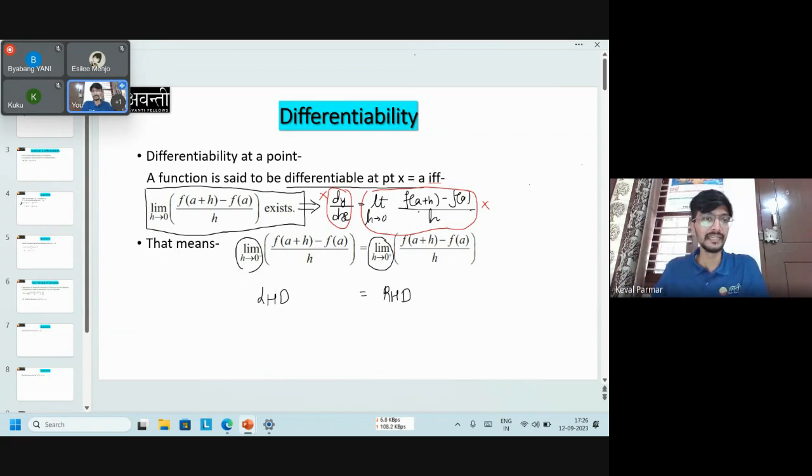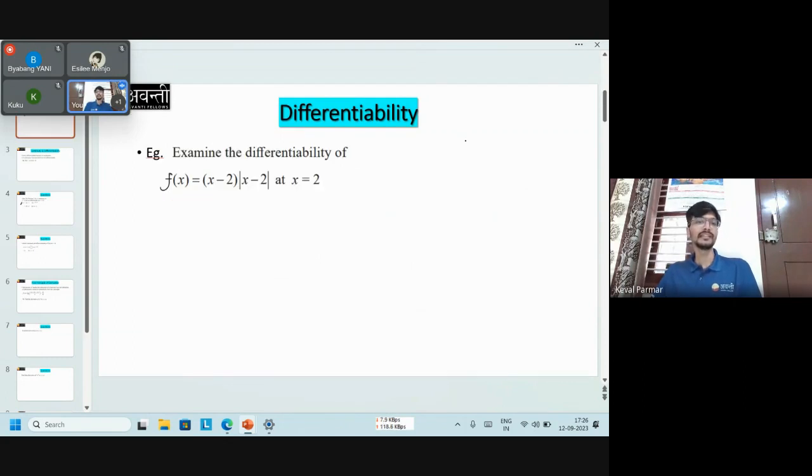And this limit is obviously divided into two parts, the left hand side and the right hand side, which in this chapter we call the left hand derivative and the right hand derivative. So basically, you have to remember this formula: limit h tends to 0, f of a plus h minus f of a upon h, at point x equals a. Now let us take an example to understand it more clearly.